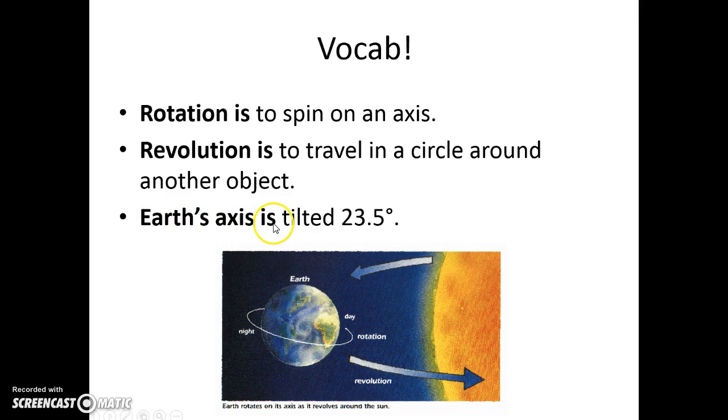Earth's axis is tilted at 23.5 degrees. This is going to become very, very important as we talk about the seasons.